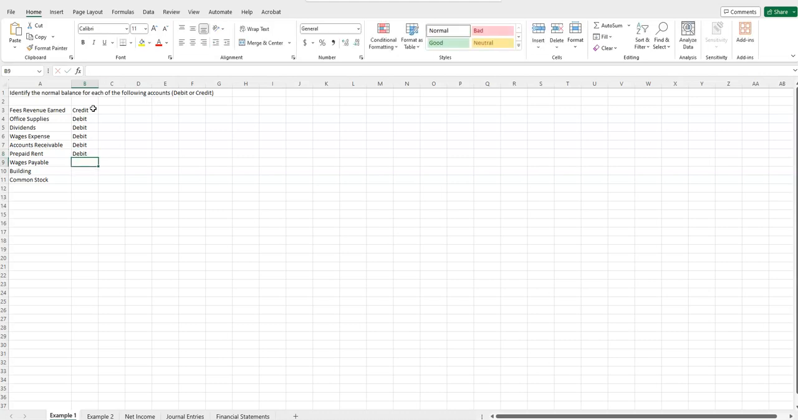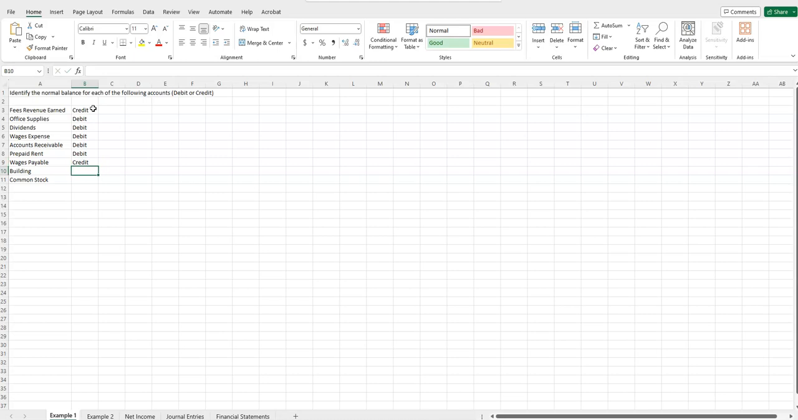So now we have wages payable. So if you remember from wages expense, we talked about the difference between an expense and a liability. If the word is expense, we already paid it, debit balance. If the word is payable, we have to pay it in the future. We have not paid it yet. It is a liability, and liabilities have a normal credit balance.